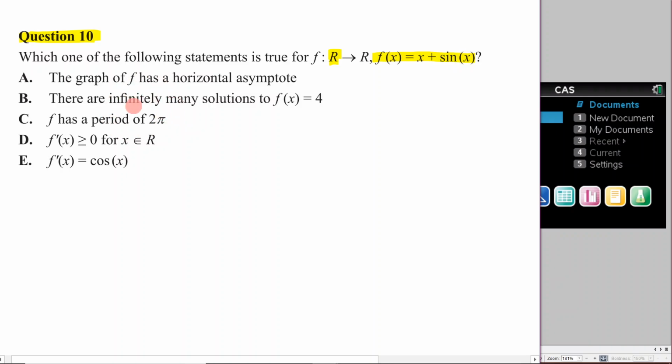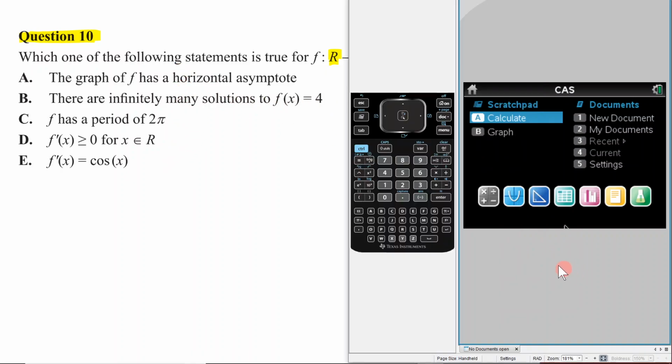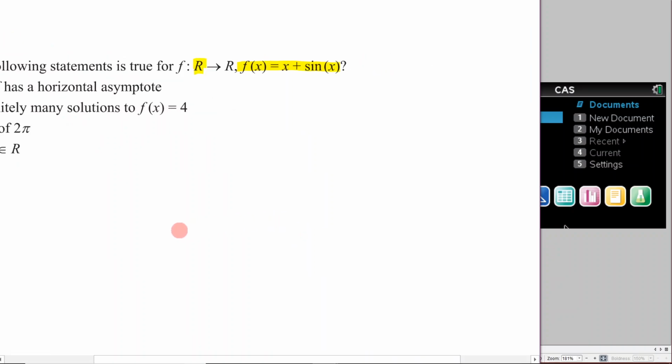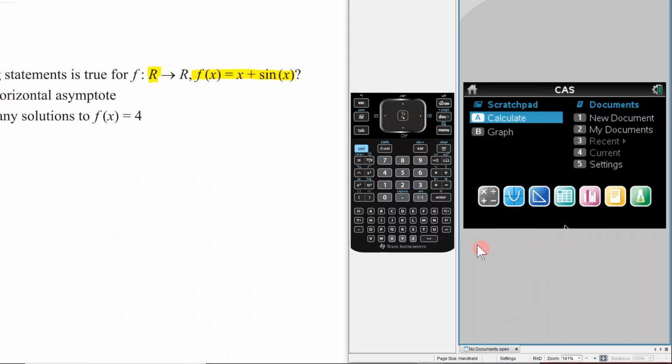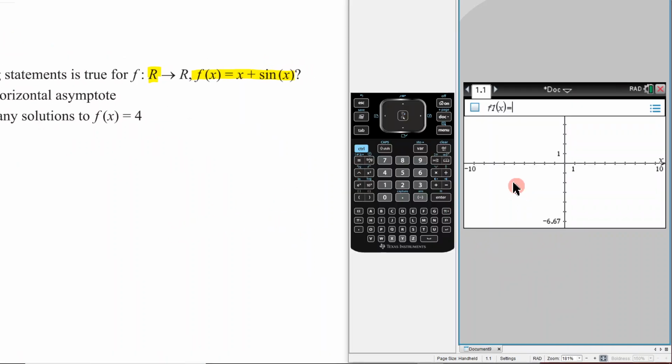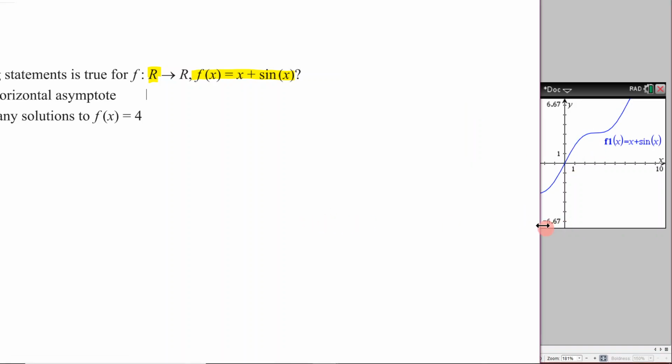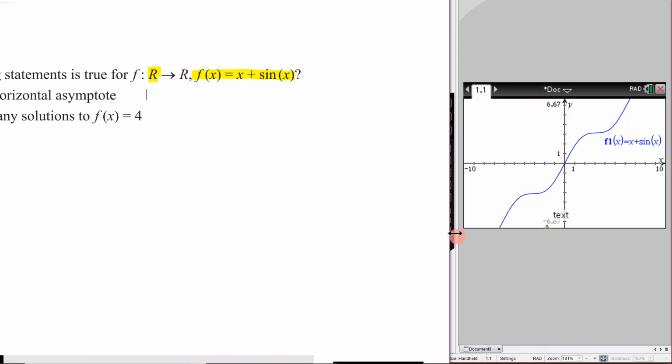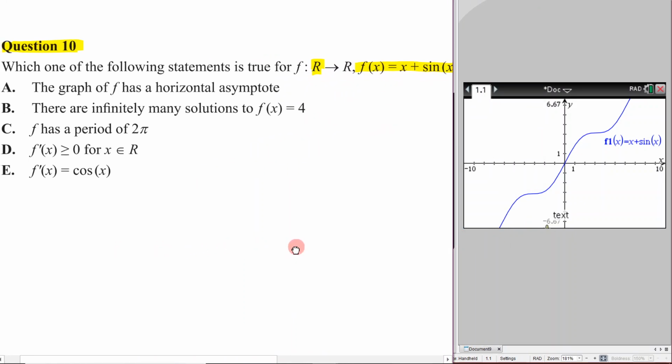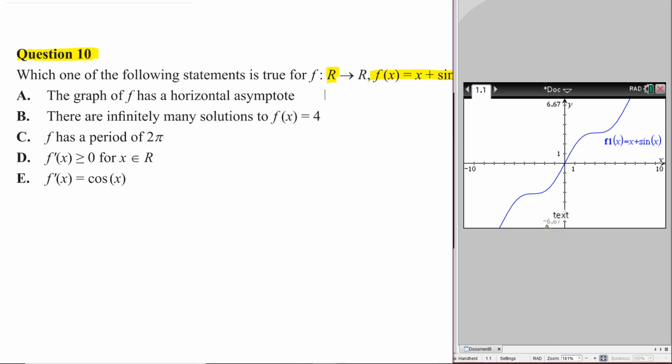What is very clear is that it's going to be helpful if we can graph this so we can look at it and determine which of these are false and which one is my true one. So I'm going to come to my CAS and I'm just going to begin by graphing what my f of x is. I'm going to come to my graph and go x plus sine of x is equal to this right here. So now I can look at my graph and at my options and figure out which ones are false and which one is true.